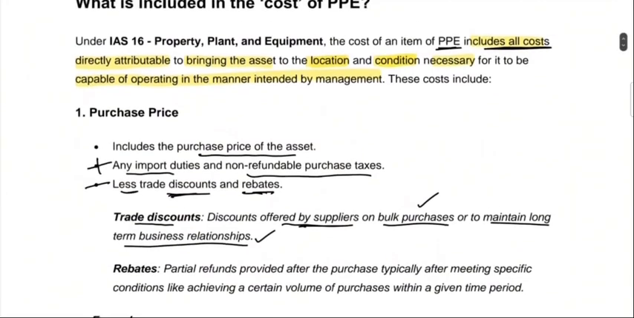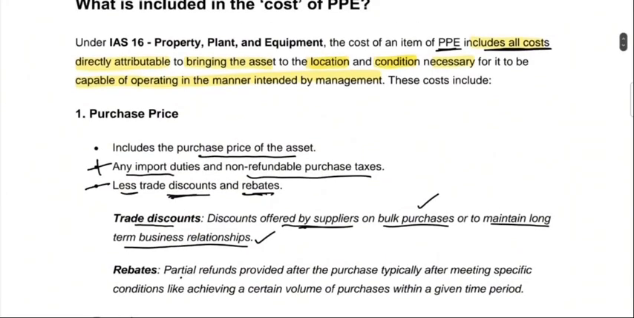Similarly, for rebates, what are rebates? These are going to be partial refunds that are typically provided after the purchase, after meeting specific conditions like achieving a certain volume of purchases within a given time period. So let's say if you have satisfied any criteria for rebates, then you will also be deducting those rebates from the list price of the asset.